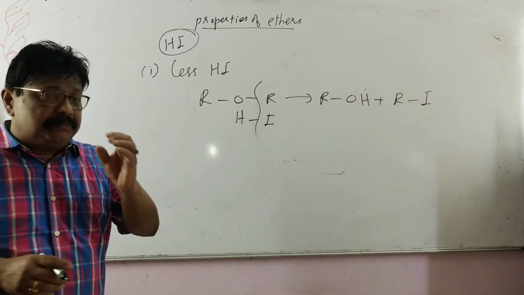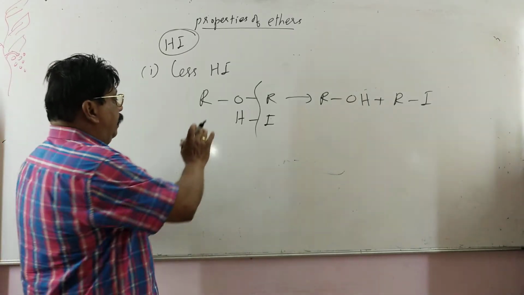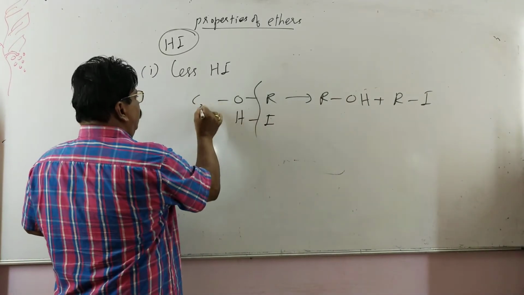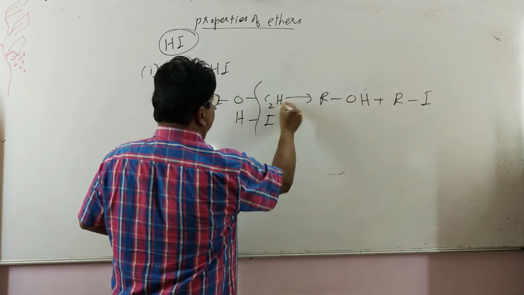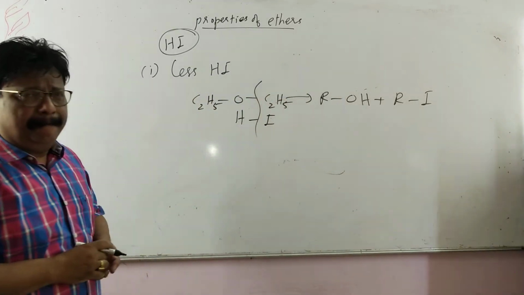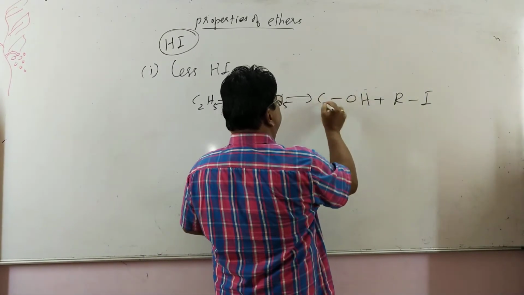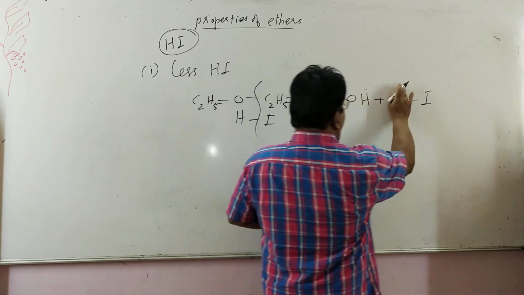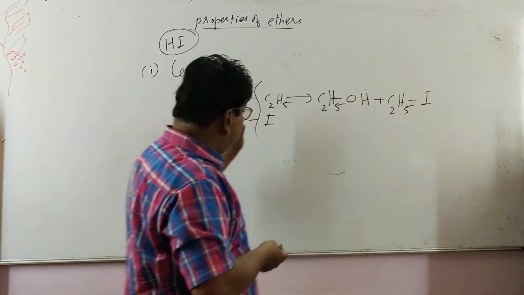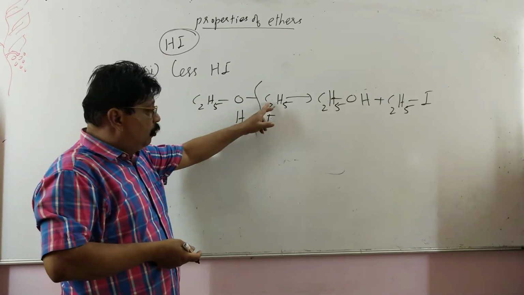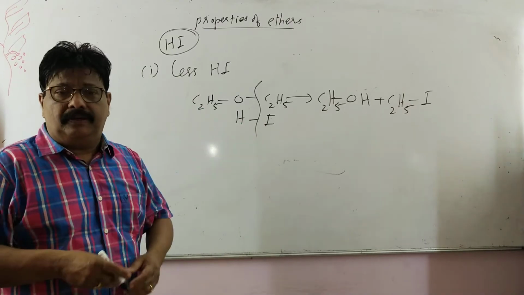This is not the mechanism, this is the shortcut I am explaining. If we take diethyl ether, we get ethyl alcohol plus ethyl iodide. In this shortcut, the iodine will go with the ethyl group and H will go with the oxygen to form the alcohol.